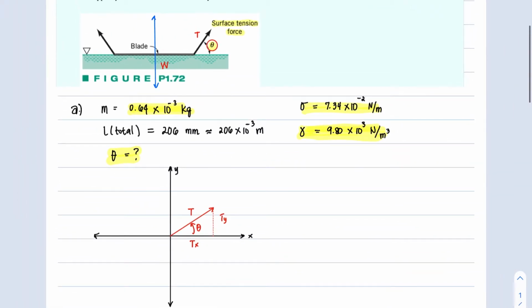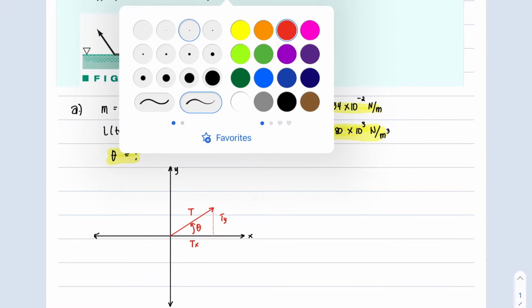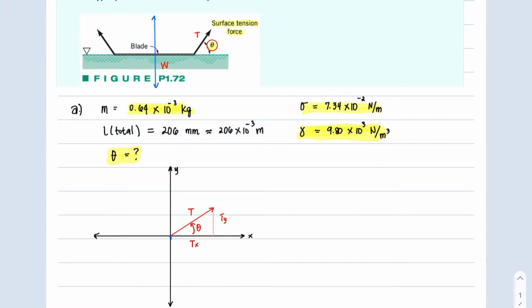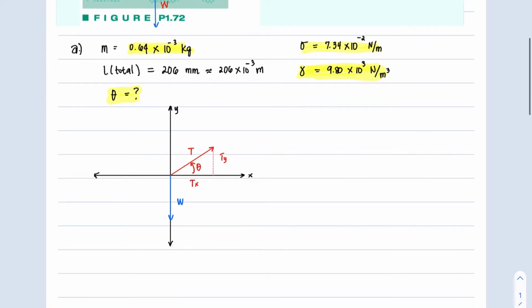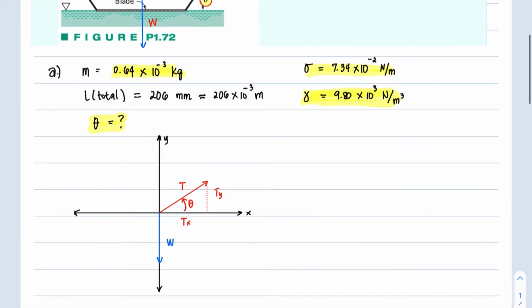So and also another force, I'm just going to denote it with another color, is the force due to the weight of the blade, and that is straight down. So that would be your first step. You have to sketch the free body diagram, and clearly the second step would be to set up the equations of motion.